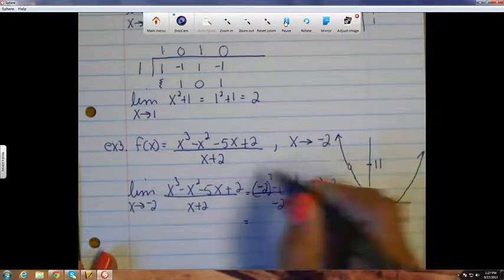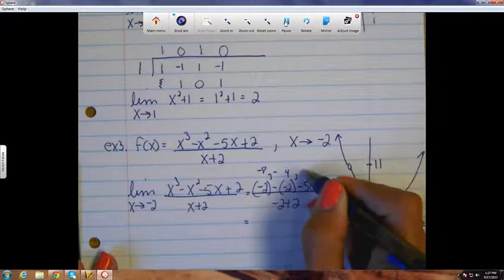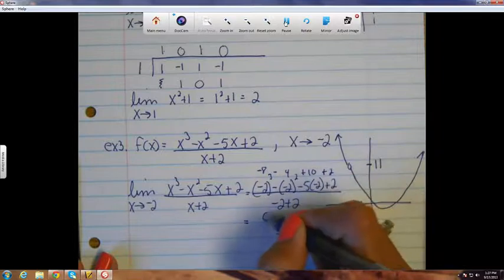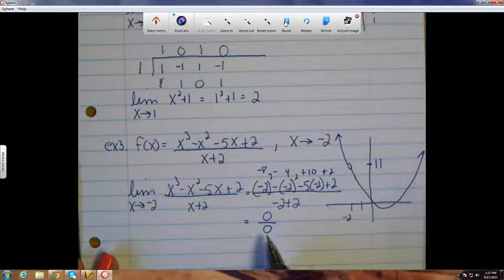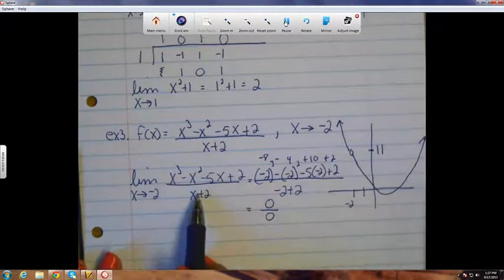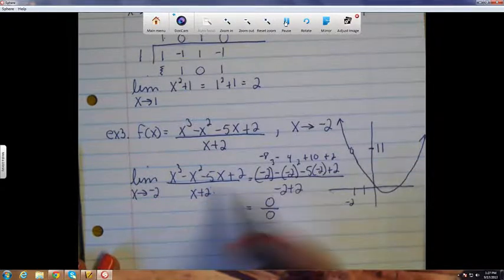Let's see, that's going to be -8 minus 4 plus 10 plus 2. That's 12. We get a 0. -2 plus 2 is 0. Okay, we know we can remove that with factoring. Because this is not a quadratic, we are going to do the synthetic division. So we take the opposite of this, -2.